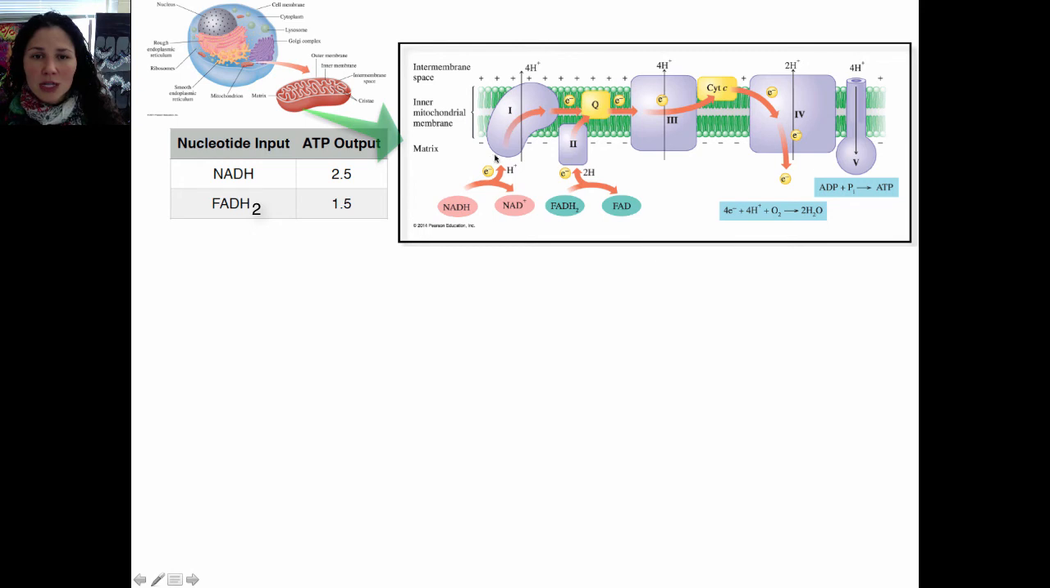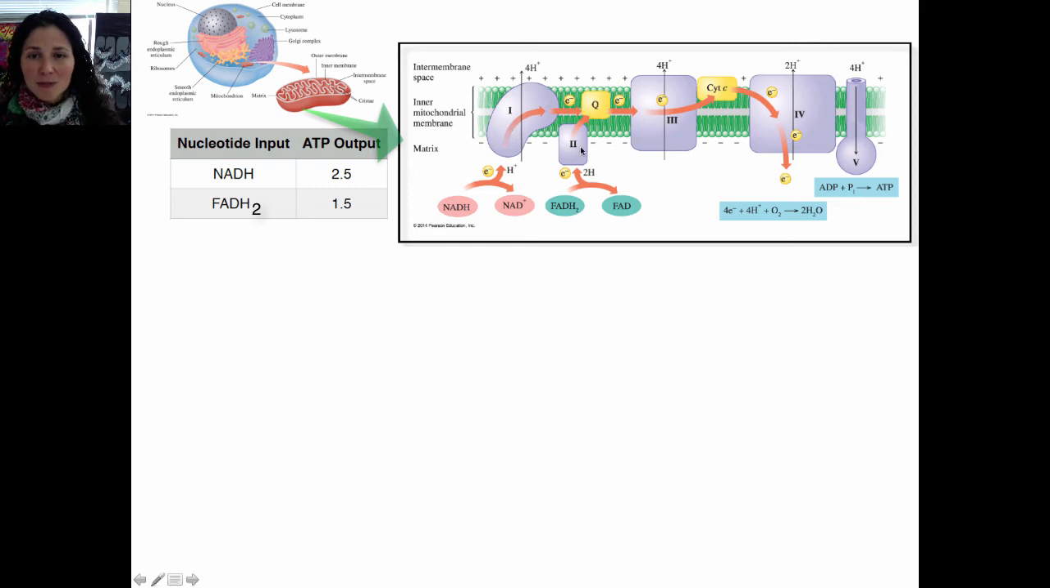The flow of electrons from one side to the other side of the electron transport chain creates energy, which is used to pump protons from one side of the membrane to the other. The energy is required to pump the protons because this is active transport. There's a low concentration of hydrogen ions inside the matrix compared to the inner membrane space.